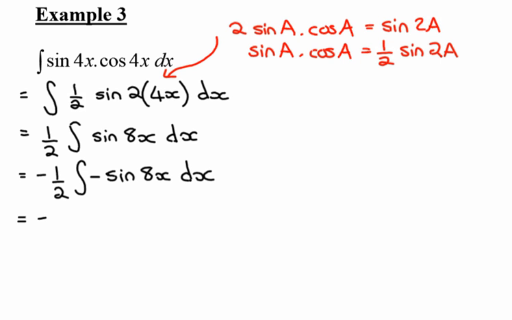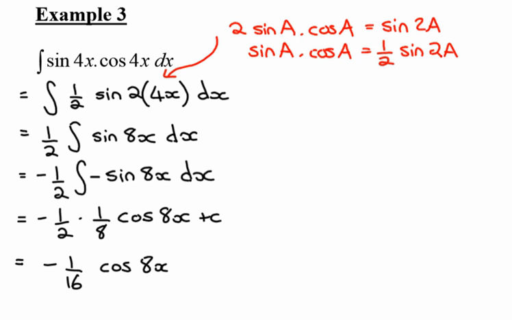Alright, so I'm going to integrate. The integral of negative sine of an angle is cos of an angle, but because this is linear, remember I've got to take out 1 over the coefficient, cos of an angle. Okay, then pretty it up in your last step, that becomes negative 1 over 16 cos 8x plus c. Right, let's go on to our next example.